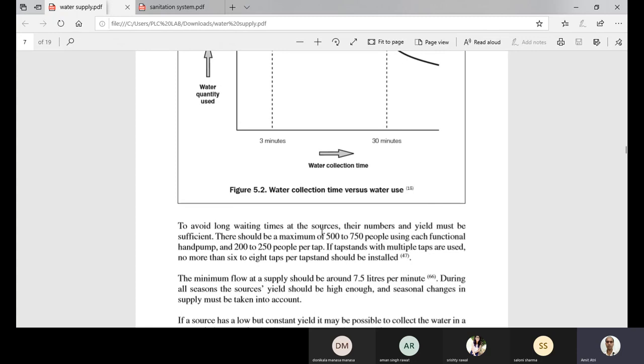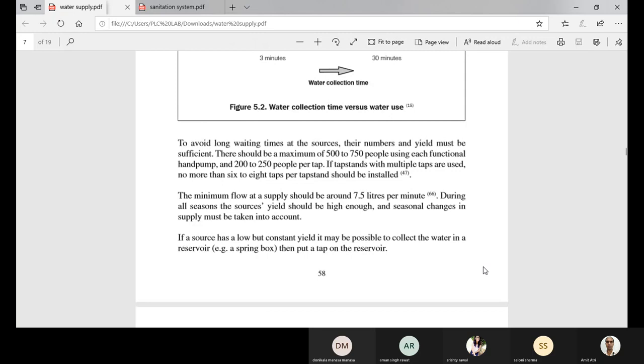Okay, if tap stands with multiple taps are used, no more than 6 to 8 taps per tap stand should be installed. The minimum flow at a supply should be around 7.5 liters per minute, meaning in 1 minute about 7.5 liters of water should be flowing through the supply. And the effect of the season, like the rainy season and the summer season, should not take place here. Also, the storage of water is a main consideration here.